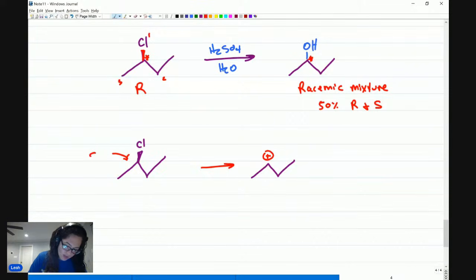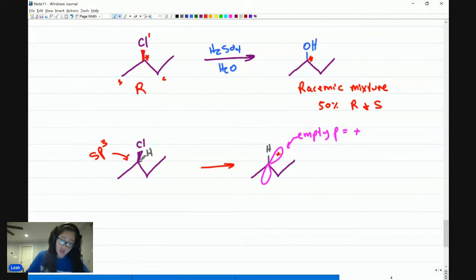Right now, this is an sp3 hybridized carbon atom. I did not show it because in line structure, hydrogen is invisible, but it goes to the back. When chlorine breaks away, hydrogen comes to the plane of the page. And what we have is sitting above and below, that's my empty p orbital. This right here is my carbocation. This is where the positive charge lives, in an empty p orbital.